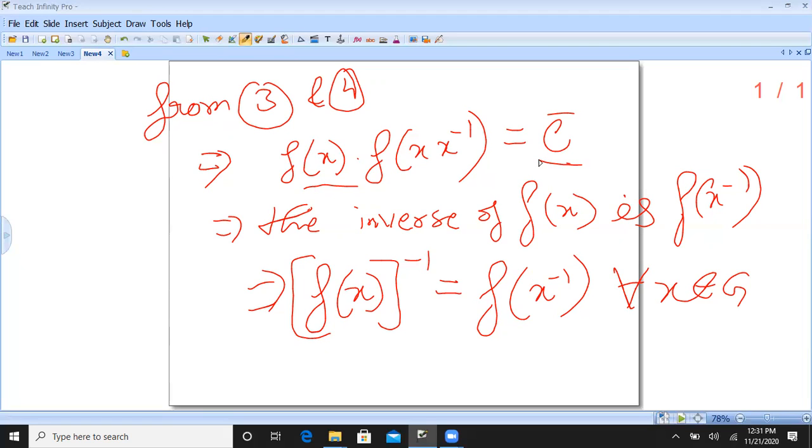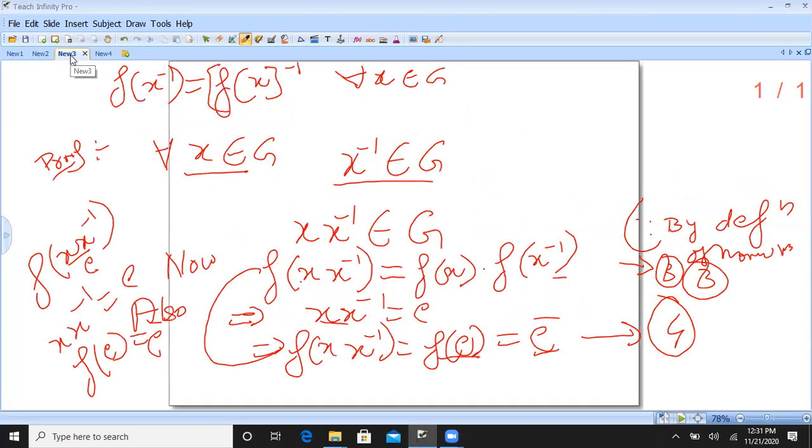So by that we write f of x whole inverse is equal to f of x for all x belongs to G. Okay, so next, second condition, I will say again, look. So the condition is f of x inverse is equal to f of x whole inverse. Okay, so for all x belongs to G, obviously we can say that x inverse belongs to G.